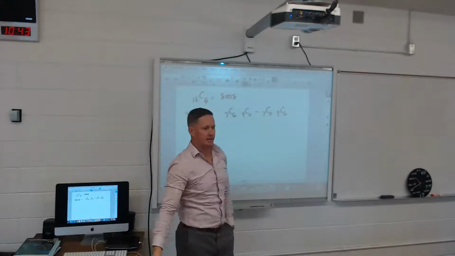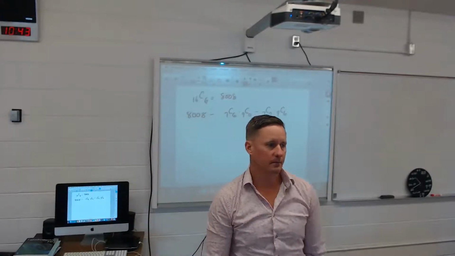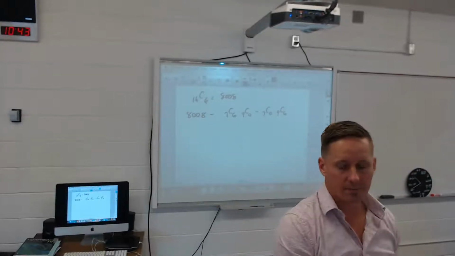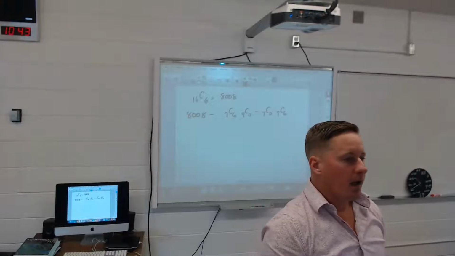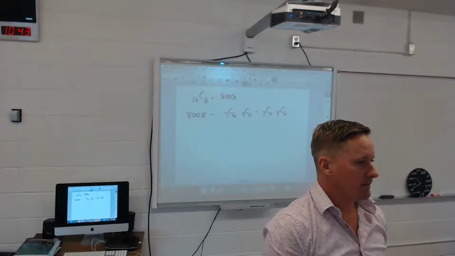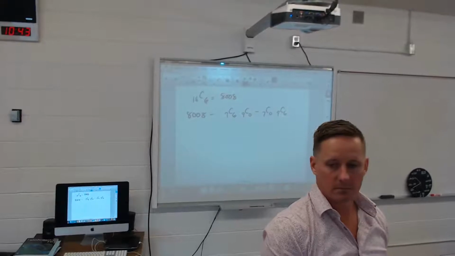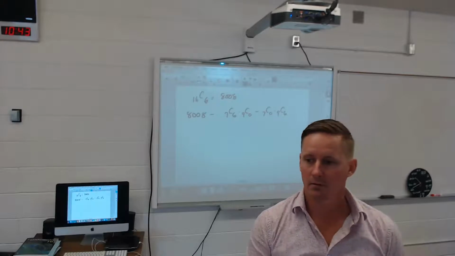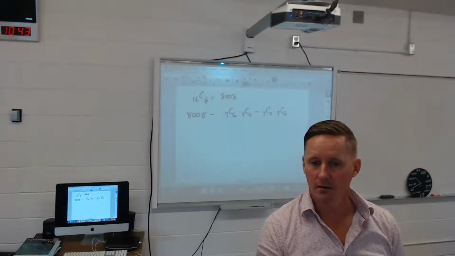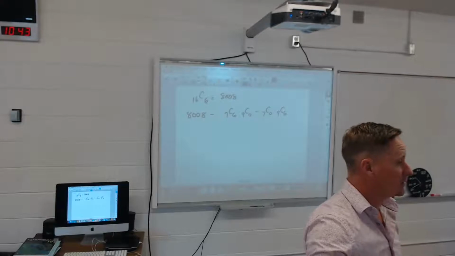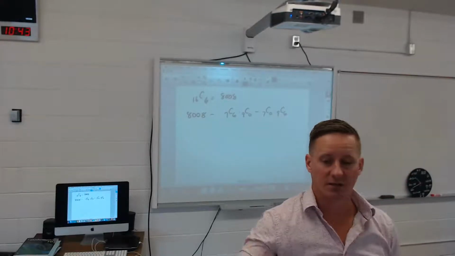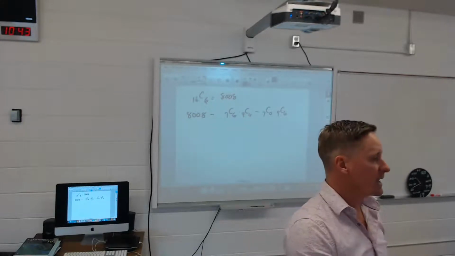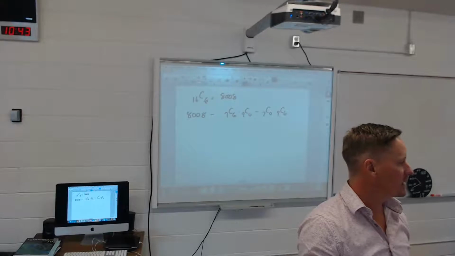What's 7C0 and 9C0? Quick, quick, quick. What is it? 1. Get off your calculator. It's 1. Can't be 0 because then it'd be nothing. How many ways can you choose nobody from a group? There's only one way to do that. There's only one way to choose everybody from that group too, isn't there? So if I was choosing 6 from 6, there's only one way I can do it. Choose all 6. There's only one way I can do none of that group.